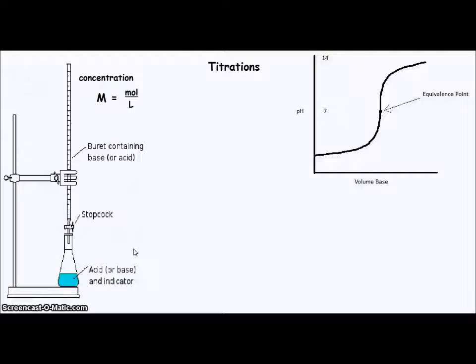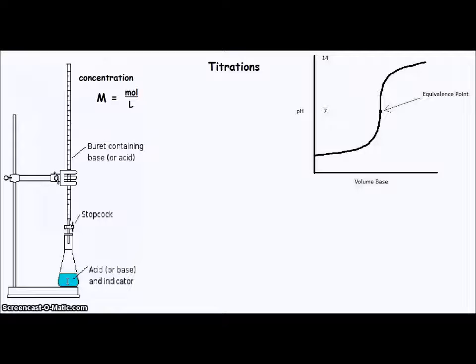Okay, now we're talking about titrations here. Now what a titration is, it's a neutralization reaction where you find the concentration of an unknown acid or base. So we want to find out the concentration of whatever fluid this is in here. You're going to have a known volume of this unknown solution. We're going to know exactly how many milliliters we put into here.